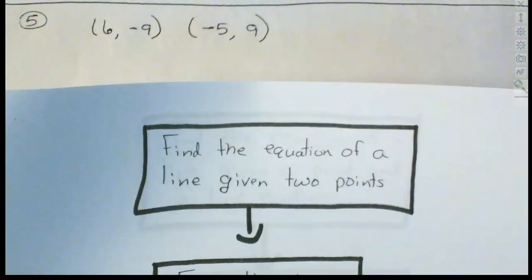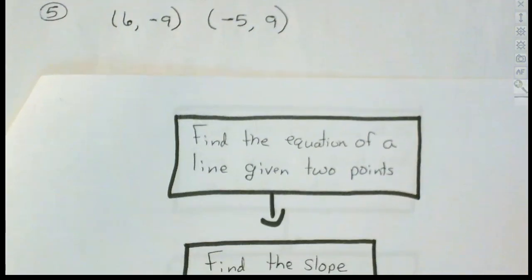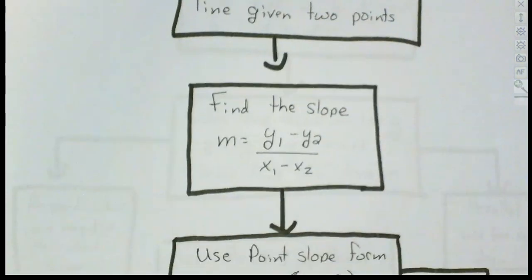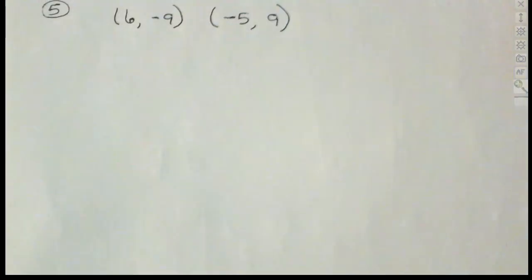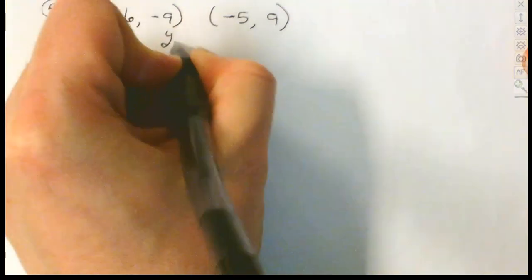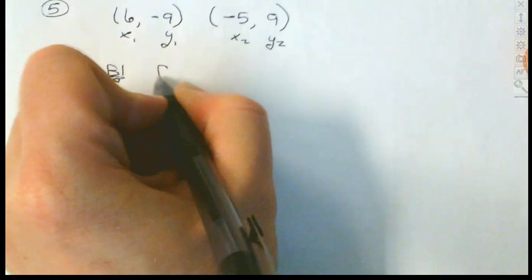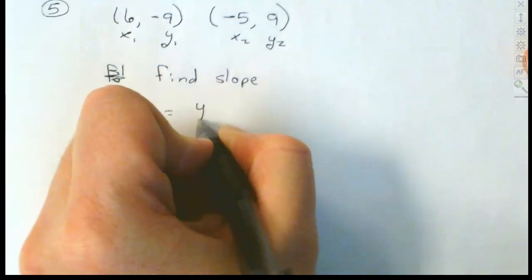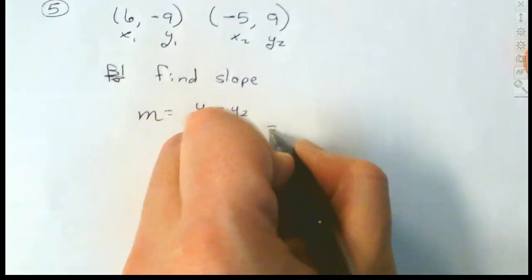So we go to our flow chart. We go to our second page. So we want to find the equation of a line when you have 2 different points. We follow it verbatim. You can use this on your exam. And what do we do? We find our slope. So that's our first step. We label x1, y1, x2, y2. And then we find the slope, and that is m equals y1 minus y2 over x1 minus x2. And then we fill it in.